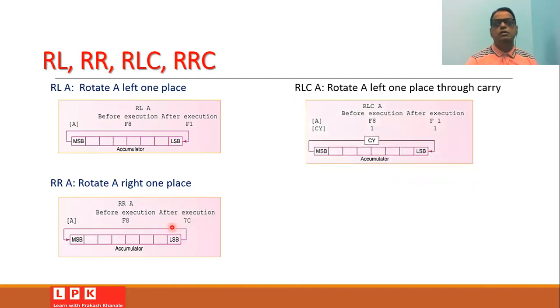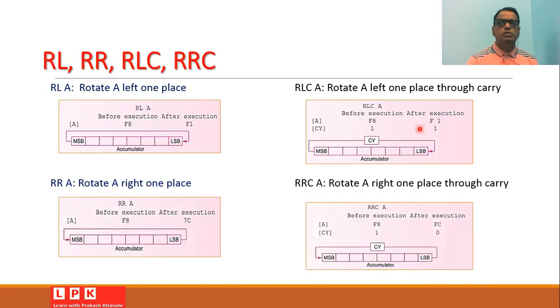Another instruction is RLC A, that is rotate A left one place through carry. Here the rotation will take place through carry. For example, if we write the instruction RLC A, and if A has F8 and carry is 1, then if we rotate the content of A through carry, we will get the result F1 in A and carry will remain 1.